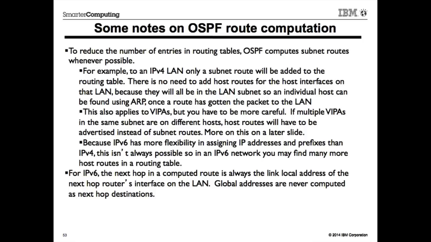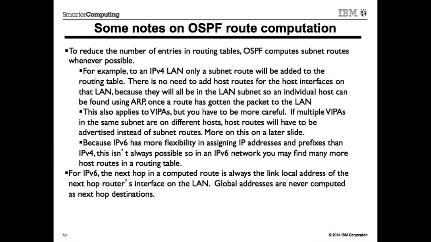Now this also applies to VIPAs. VIPAs have subnets as well, but you have to be careful. If there are multiple VIPAs in the same subnet on different hosts, then a VIPA subnet route doesn't help you. You have to have a VIPA host route, because routing to the subnet doesn't get you to the VIPA. If you have 2 VIPAs in the same subnet, they're on different hosts. If all you have is a subnet route, we don't know which host to forward to, unless you're doing flat layer 2, and then you can find it with ARP. But if the VIPAs are in their own subnet, that doesn't work.